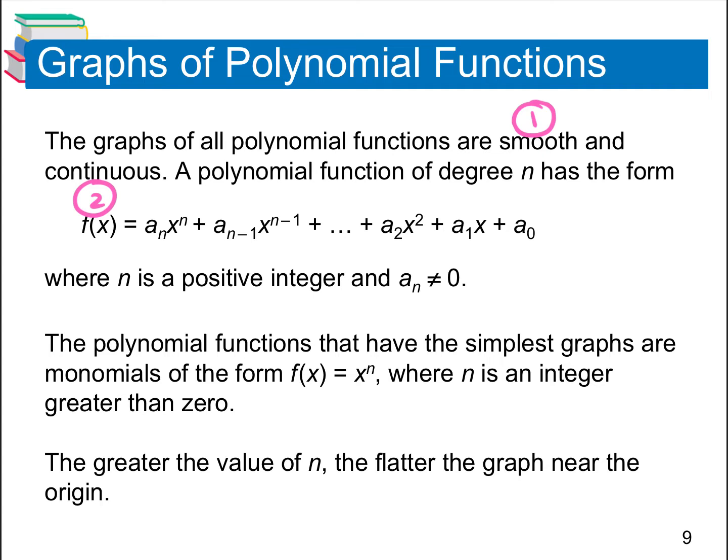So a polynomial function of degree n has this form. We're looking at the degree, which is the n. In this, it'll call it n, which we're talking about as the degree. And n is going to be an integer greater than 0. So we won't have any negative exponents or anything like that. No fractions with our x.